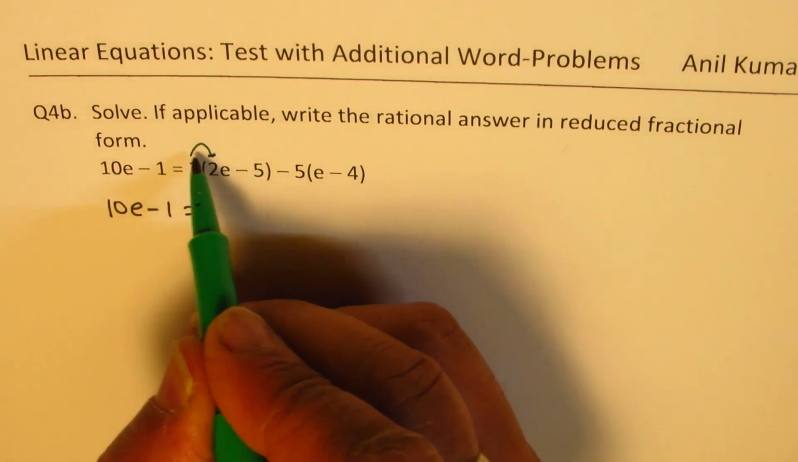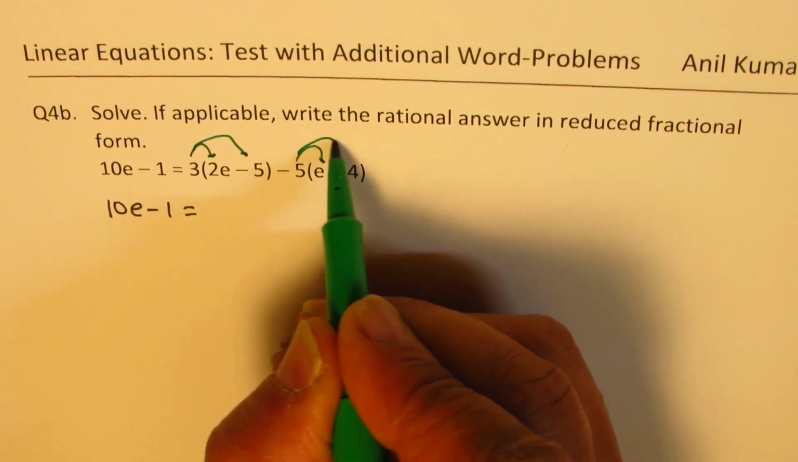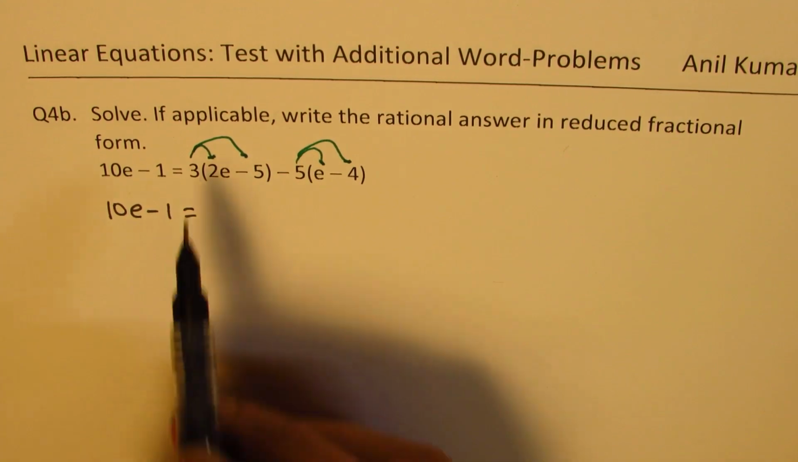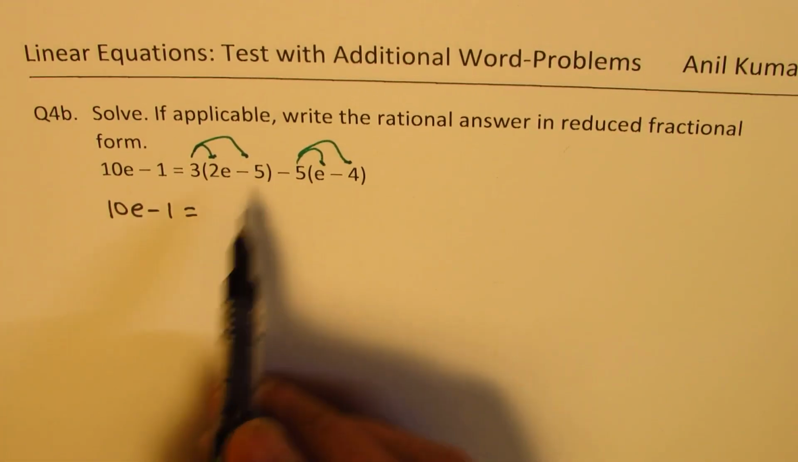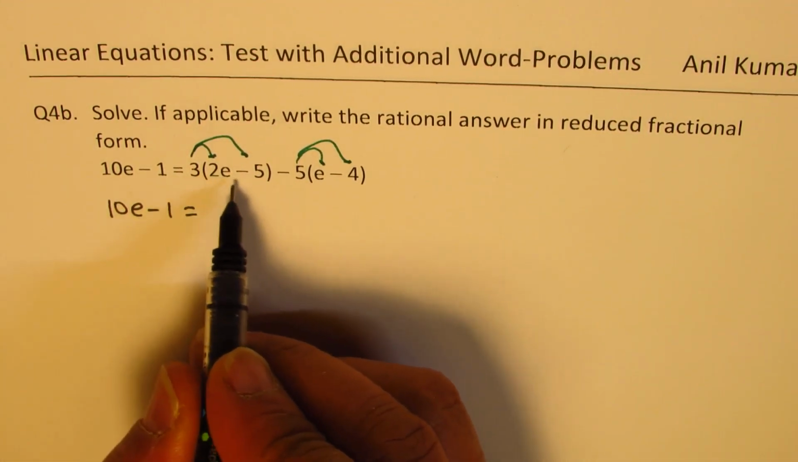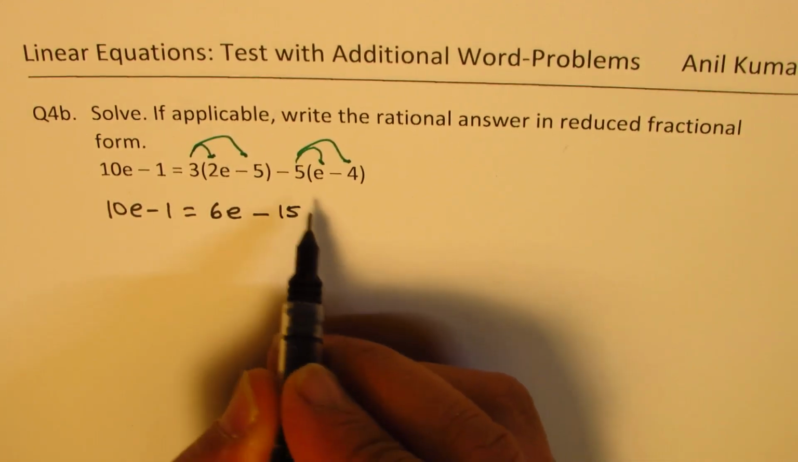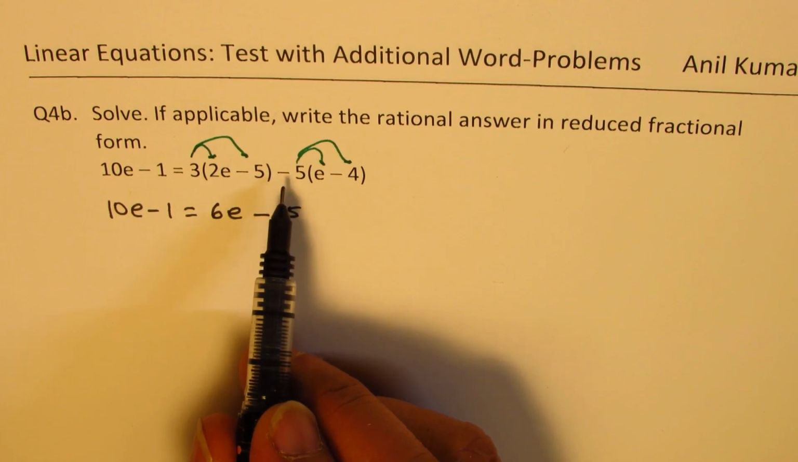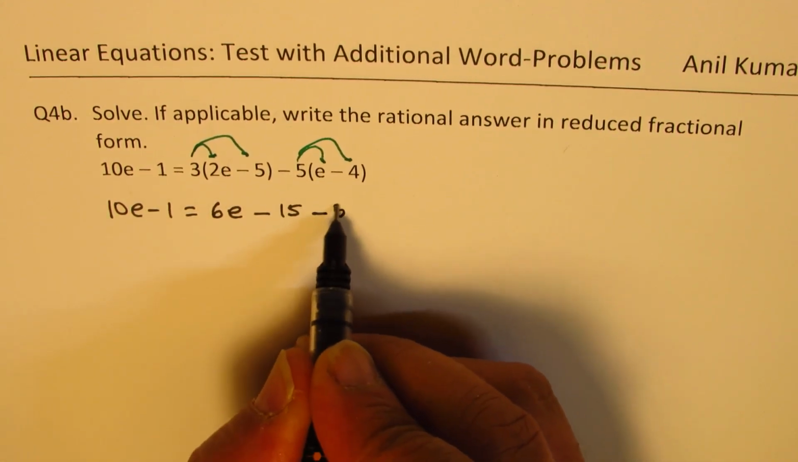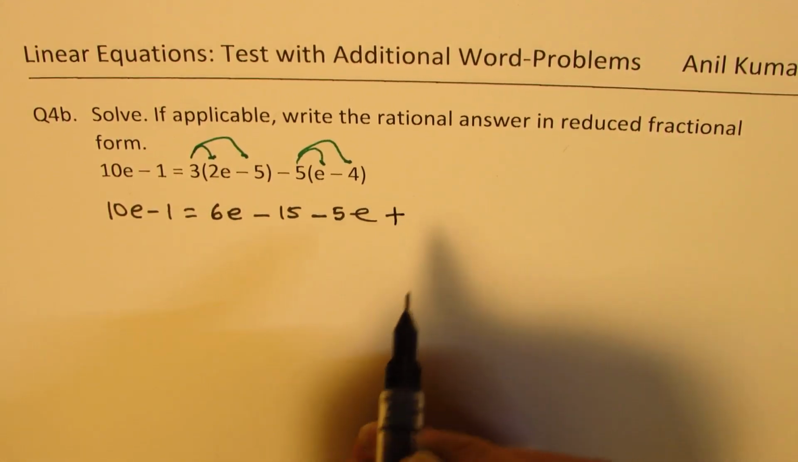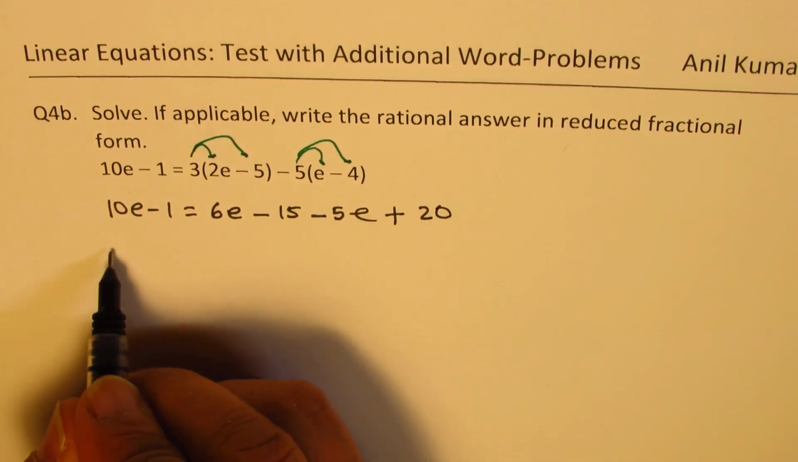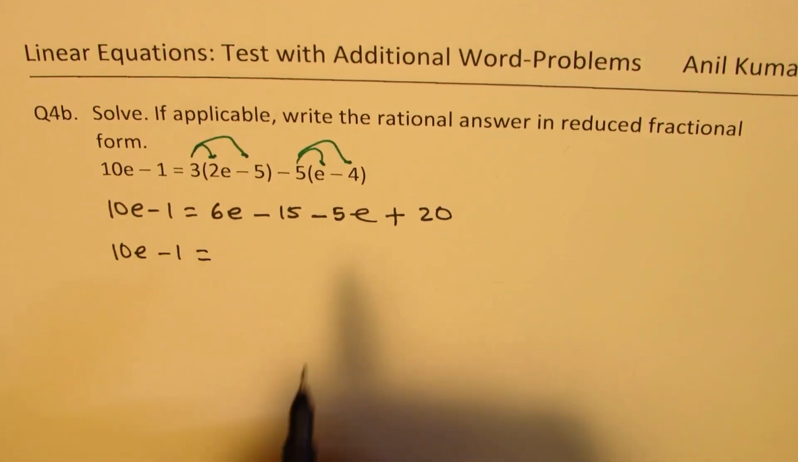On the right side, we are going to expand. So we'll apply the distributive property, multiplying by the number outside, both the terms, right? So we get 3 times 2e as 6e minus 3 times 5 as 15. Here you got to multiply by minus 5. So we get minus 5e, and minus makes it plus 20, correct? So we get 10e minus 1 equals 2.